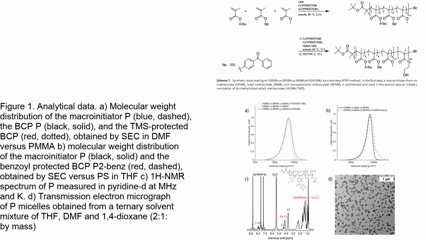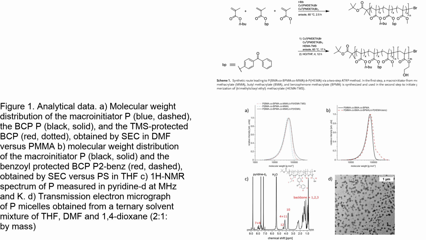In this figure, the authors present the analytical data for the block copolymer P(BMA-co-BPMA-co-MMA)-b-PHEMA, P2. The molecular weight distribution of the macroinitiator P1 and the block copolymer P2 is shown using size exclusion chromatography, SEC. The SEC traces indicate a clear shift to higher molar masses for P2 compared to P1.